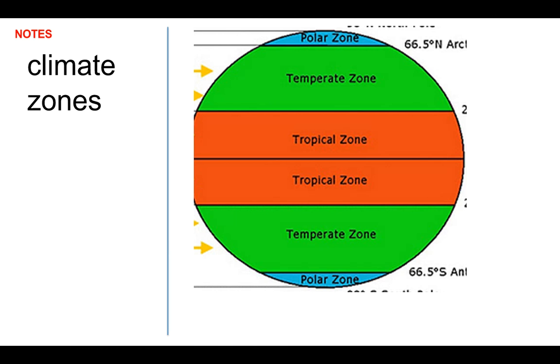Please copy your first topic, climate zones. On the details side of your line, please draw the picture that you see on the screen. Draw a circle, draw all the lines, and label each climate zone. Leave space for more notes underneath. Please pause this video if you need more time to draw.